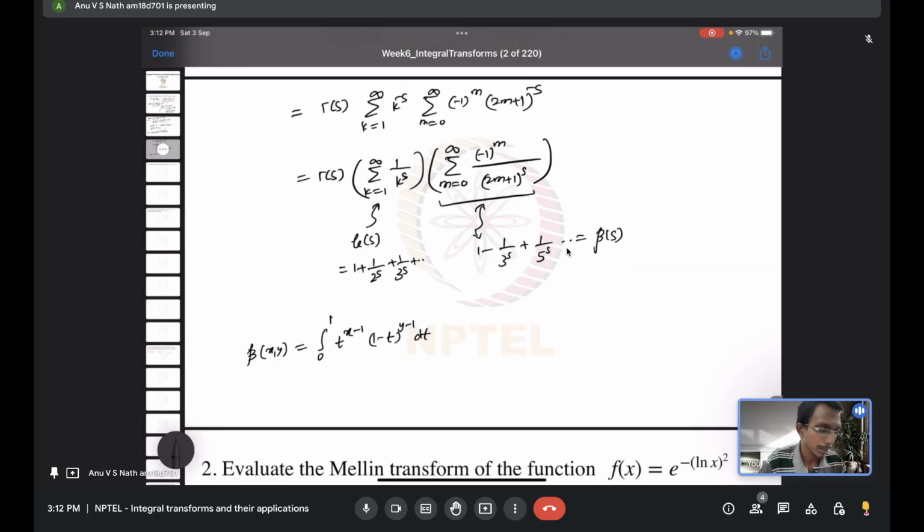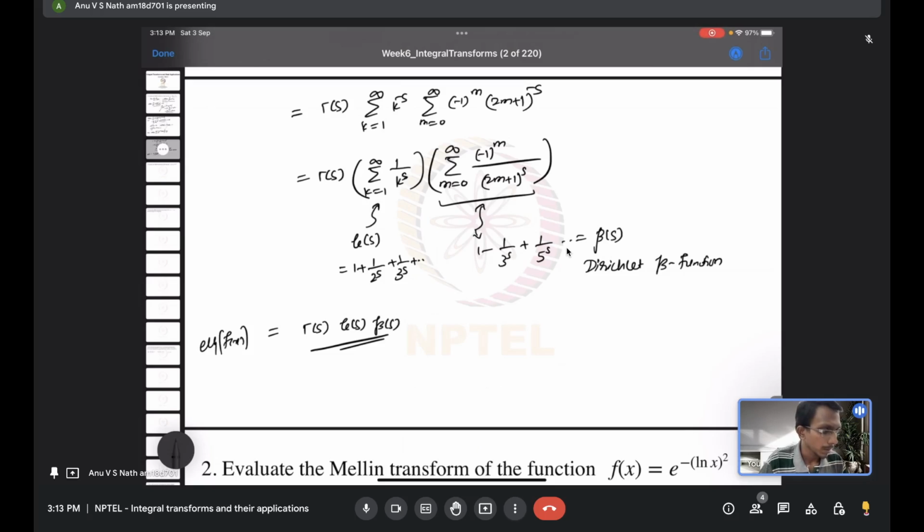So this is actually a multivariable function, a function of x and y. Do not confuse it with this particular beta. This also is known as a beta function, but this is the Dirichlet beta function, which is closely related to the zeta function also. So now the result is gamma of s, zeta of s, then beta of s. So this is basically the Mellin transform of the function which is given.